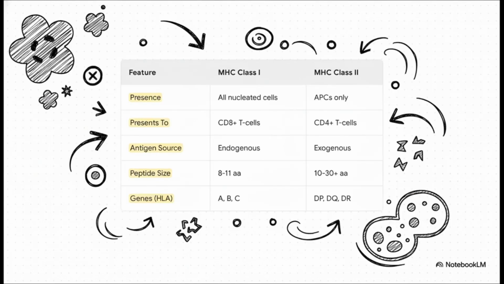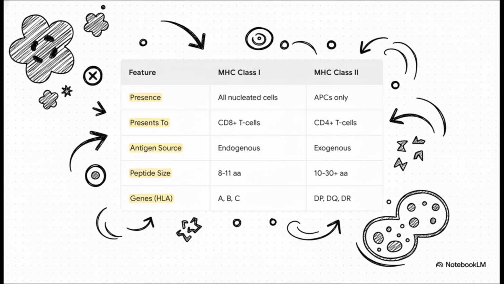All right, this table is pure gold for any exam, so let's walk through it piece by piece. First up, presence. MHC class I is found on all of your cells that have a nucleus. Why? Because literally any of them could get infected by a virus. MHC class II, on the other hand, is only on professional antigen-presenting cells, or APCs. Think macrophages, dendritic cells. Their whole job is to find external threats. Next, presents to. This is a rule you just have to know. Class I presents to CD8+ T cells, the killers. Class II presents to CD4+ T cells, the helpers. Easy memory trick: 8 times 1 is 8, 4 times 2 is 8.